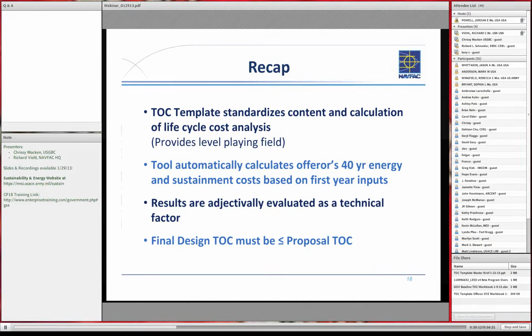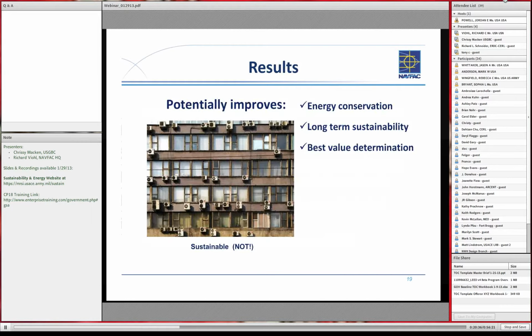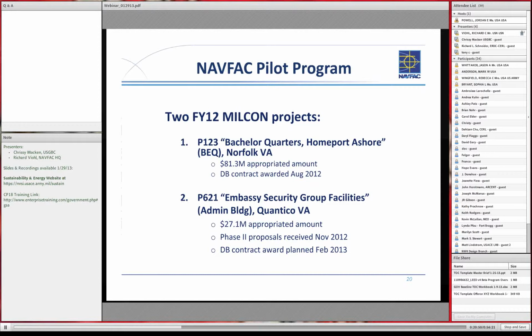Okay, so we are standardizing the content and the calculation of this analysis and what we're getting in the proposals. As I said, the tool automatically calculates everything from the first year out to the 40 years, so a lot of the mechanics have been taken care of, and then the results are adjectivally evaluated, and then the final TOC must be less than the proposal TOC. And we're hoping that this will show a further improvement in the energy conservation and sustainable and best value determinations of our design-build projects. We'll talk about that shortly.